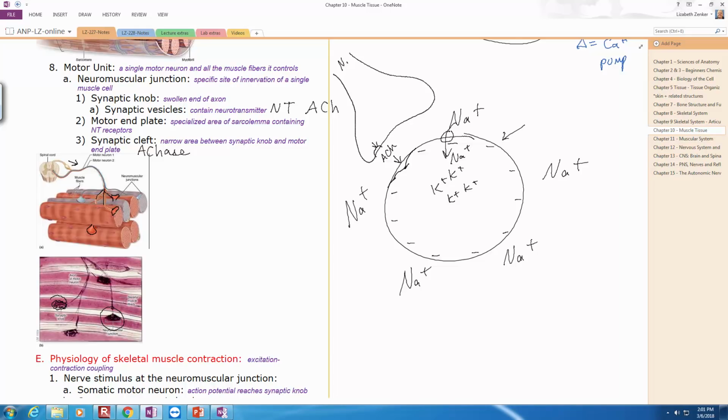Release calcium. So if you had your SR right here with a bunch of calcium in it, we got our voltage change because sodium rushed in, then calcium will now go out. And now we can contract. Okay? So let's look at the details of that.